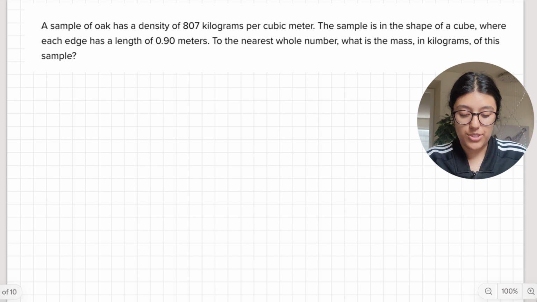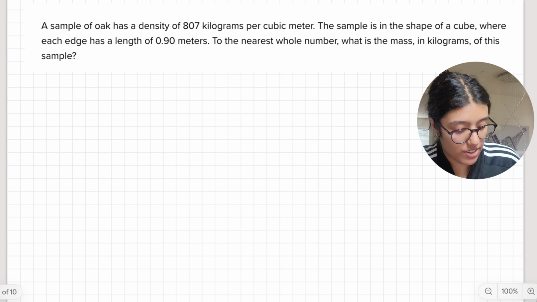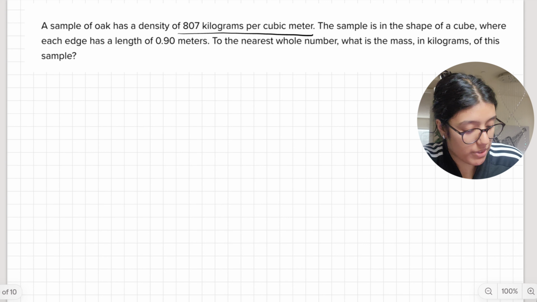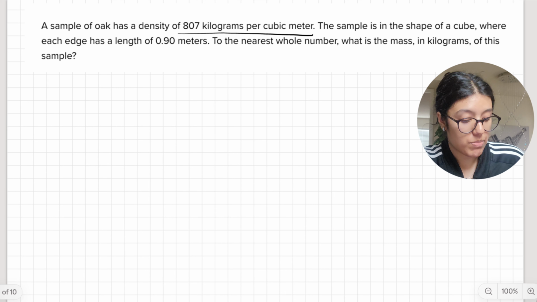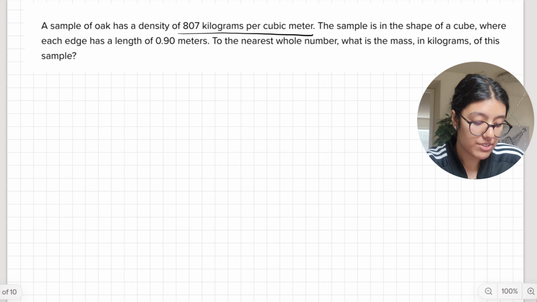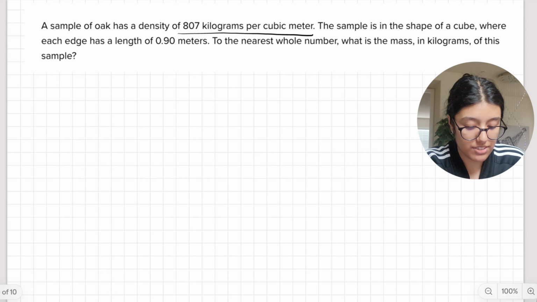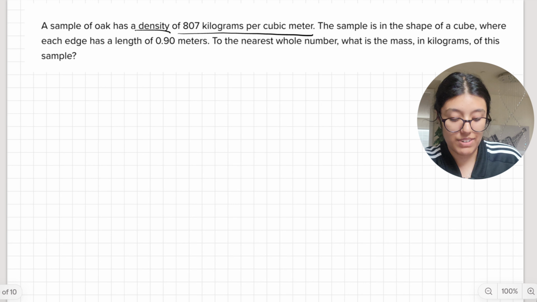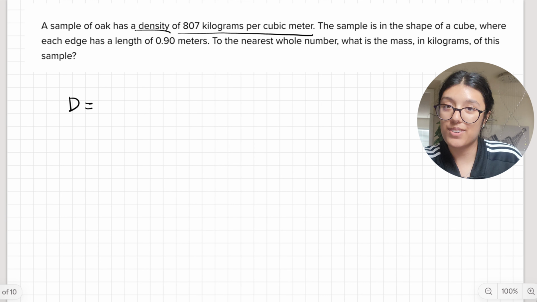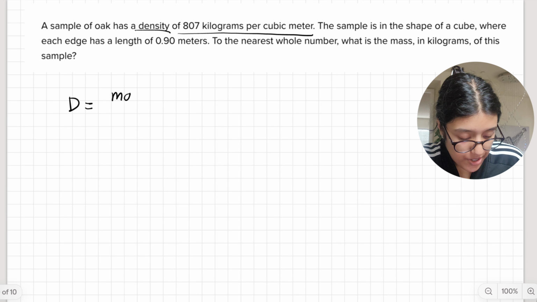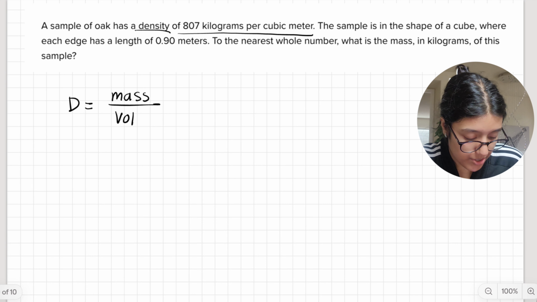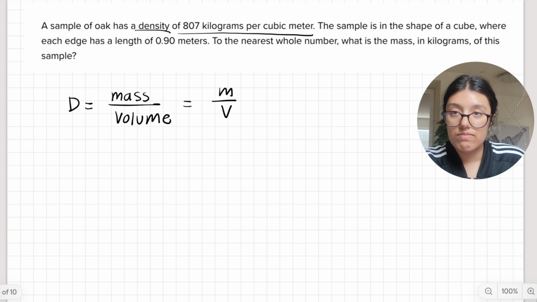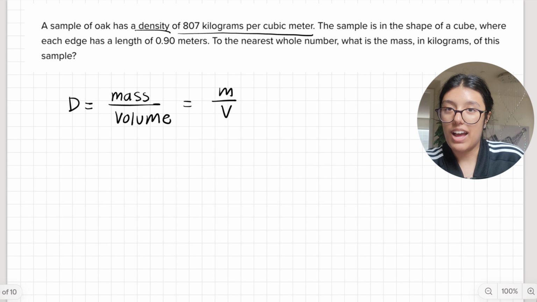All right, next question. A sample of oak has a density of 807 kilograms per cubic meter. The sample is in the shape of a cube where each edge has a length of 0.90 meters. To the nearest whole number, what is the mass in kilograms of the sample? So we know it's talking about density, right? And if you recall, the formula for density is mass over volume, or you could shorten it and say m over v. That seems to knock out half our battle.